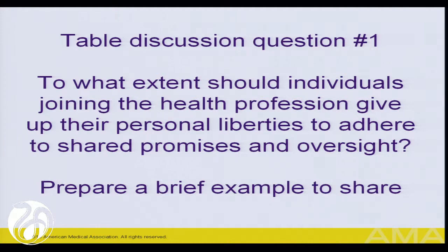And what we'd like is for each of the tables to spend about 4 or 5 minutes discussing this and finding an example that you'd be willing to share with the rest of the group. We're looking for good examples for us to chew on later. Okay? So we'll break now for 5 minutes of tabletop discussion.